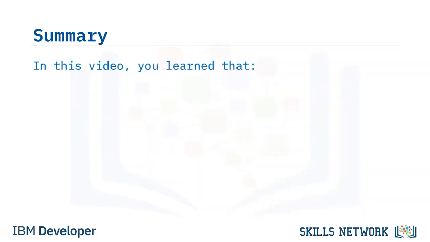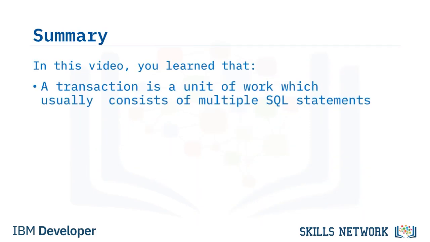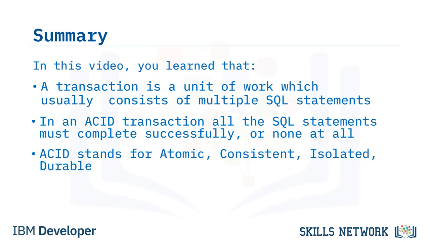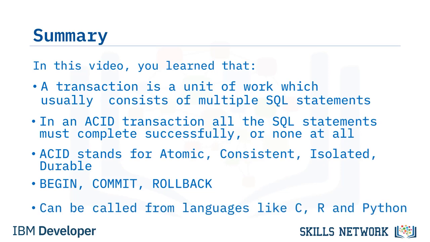In this video, you learned that a transaction represents a complete unit of work, which can be one or more SQL statements. An ACID transaction is one where all the SQL statements must complete successfully or none at all. This ensures the database is always in a consistent state. ACID stands for atomic, consistent, isolated, durable. The SQL commands begin, commit, and rollback are used to manage ACID transactions. And SQL commands can be called from languages like C, R, and Python.